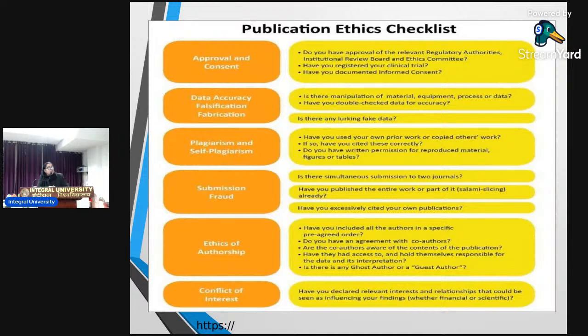So is there manipulation of material? What should be the answer? No. No. Yeah, very good. Is there manipulation of material, equipment, process, or data, right? So you should be answering no to all these questions because now we live in a world where we cannot fool anybody, isn't it? Whichever equipment you are using, they have system logs, right? System logs means that how many times you have made the run will be registered on the memory of that instrument and on the cloud.